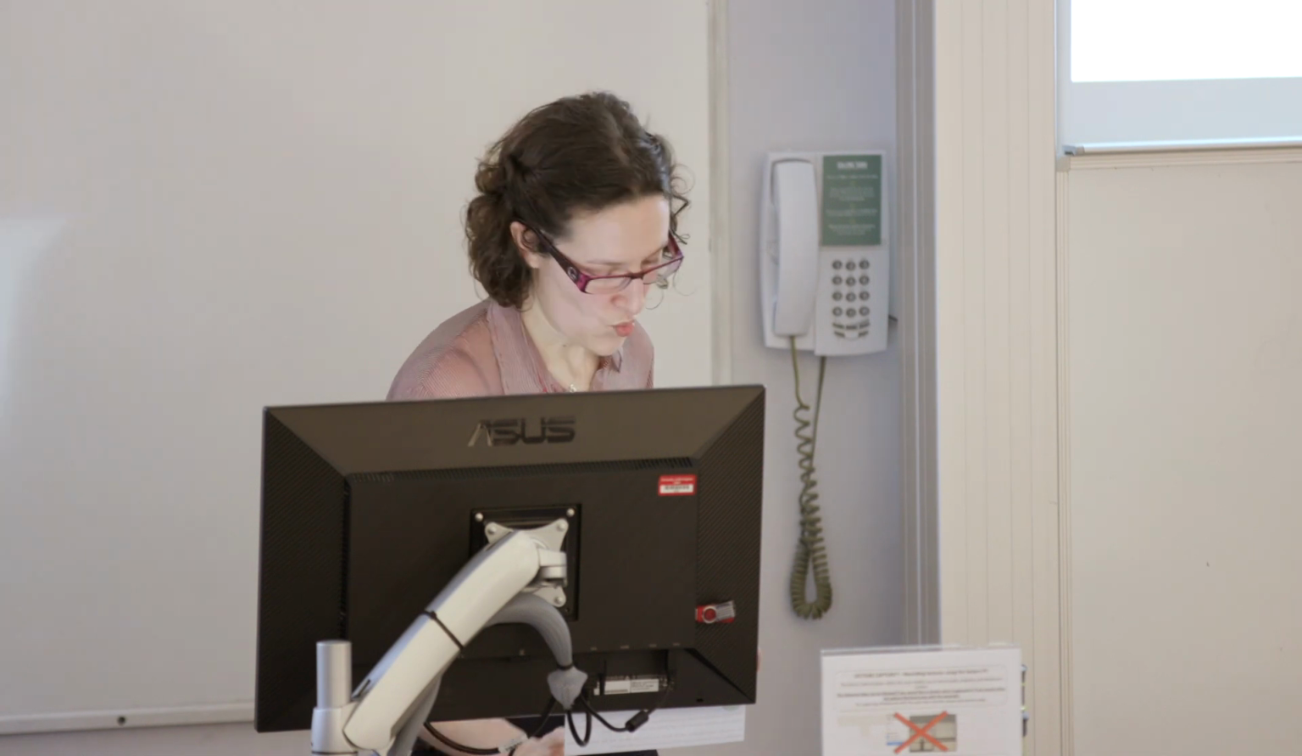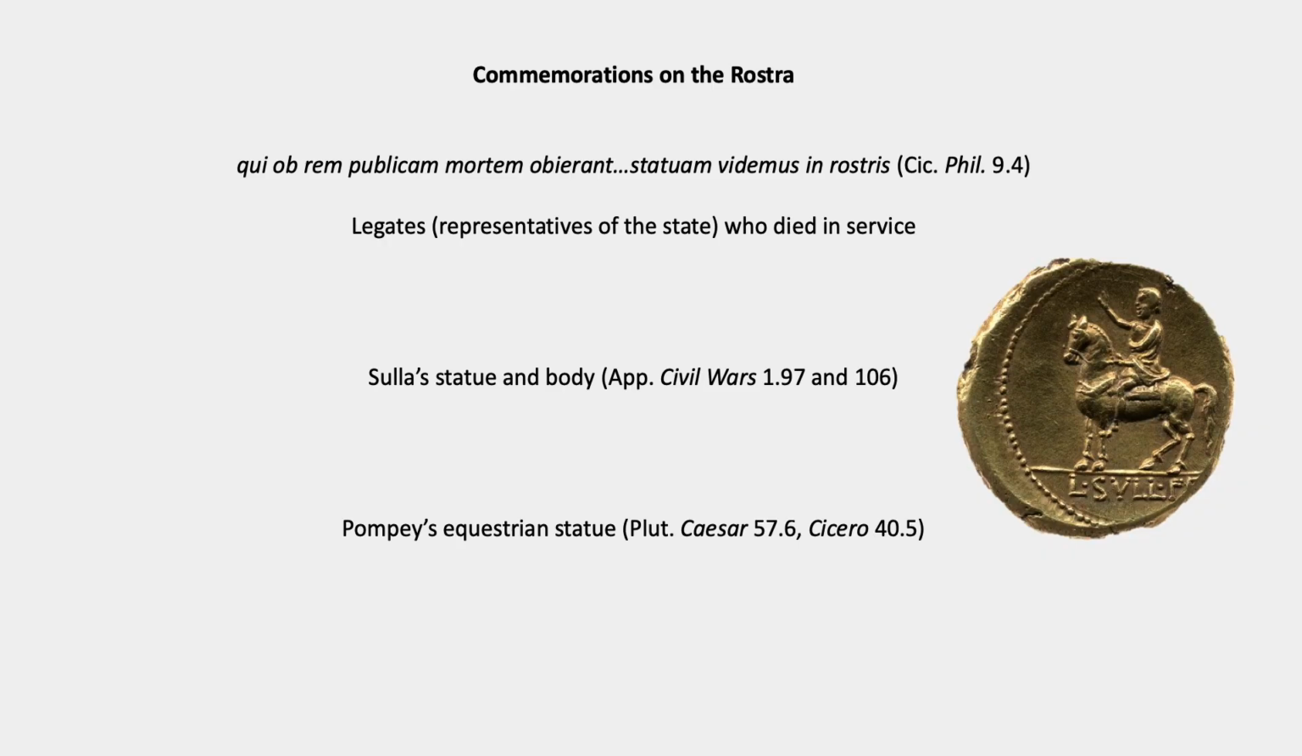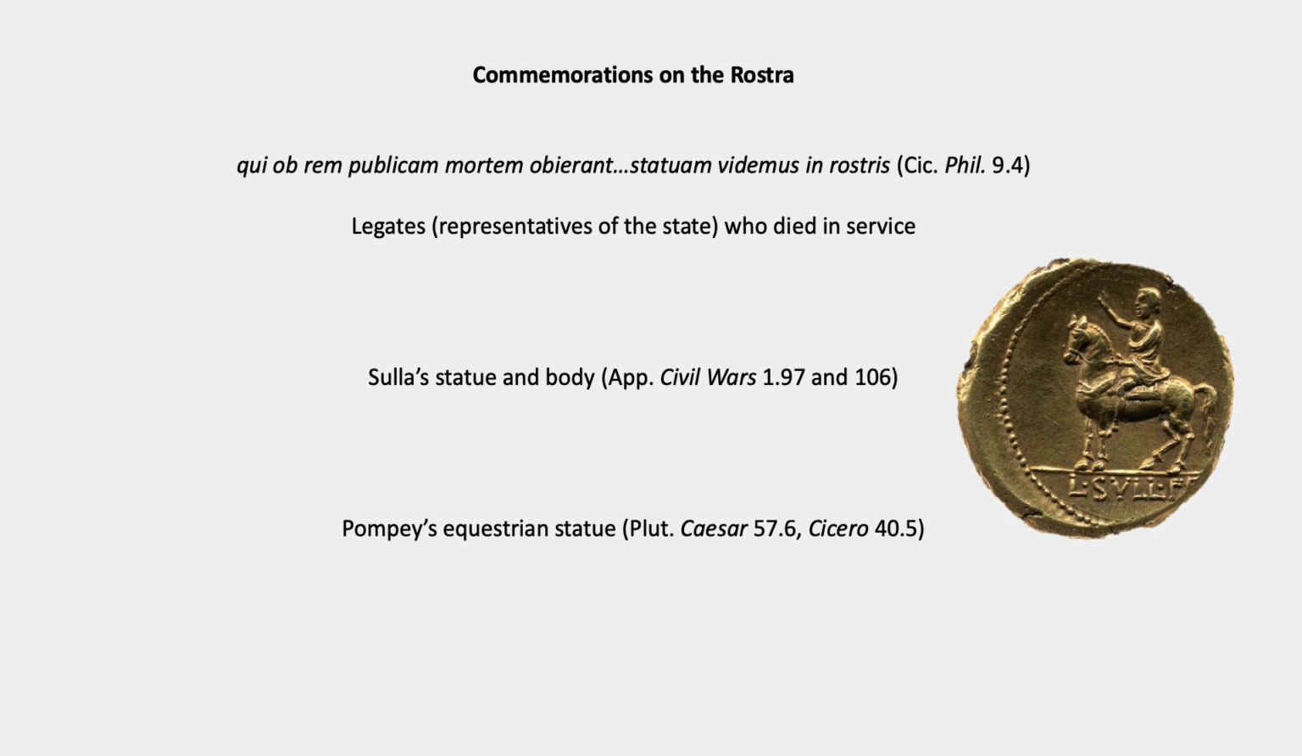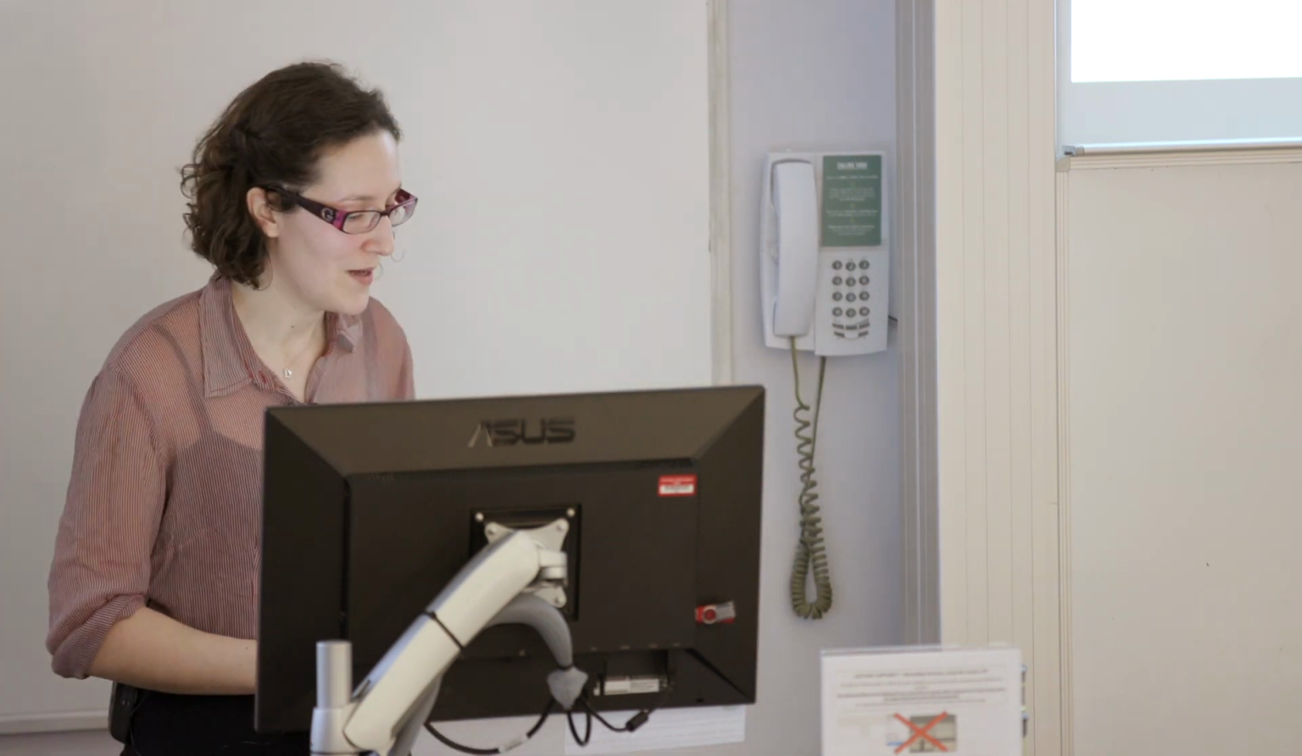It's also a place where Rome's statesmen who have done many great things for the state are commemorated. So Cicero tells us in his Philippics that we see statues on the rostra of those who have met death on behalf of the Republic. And he's thinking in this instance particularly of legates and embassies, Roman diplomats who are going out to negotiate on Rome's behalf and who have died in that service. It's also a space for people who aren't diplomats but have done great things, supposedly on behalf of the state.